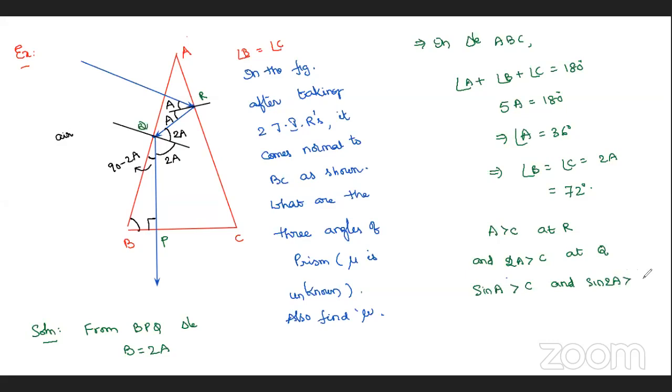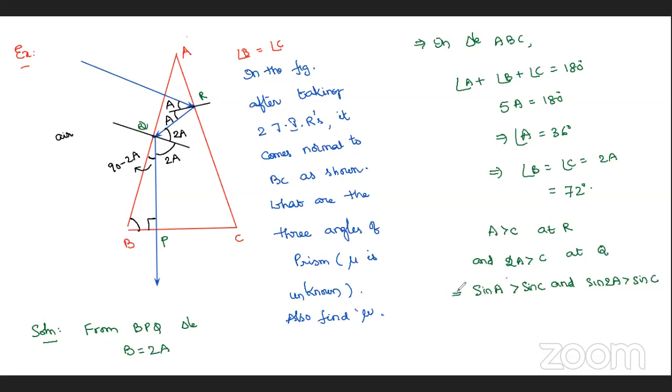Sir, here it is sin C, no sir? Sin A greater than sin C, right? Okay, sin A is greater than sin C, and there also sin 2A is greater than sin C.